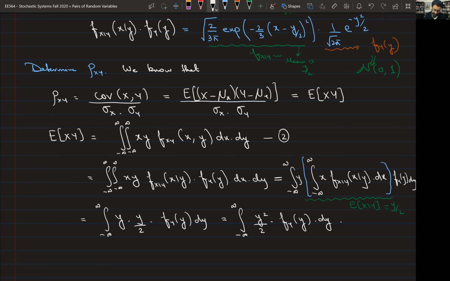Right, I know what the PDF of y is, right? So this is half integral minus infinity to infinity y squared 1 upon root 2 pi e raised to power minus y squared by 2 dy. What is this equal to?